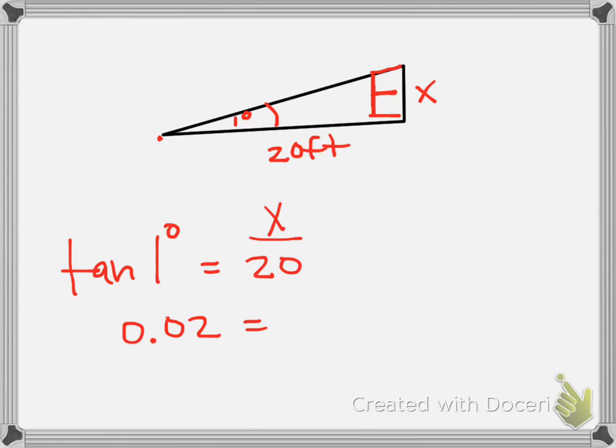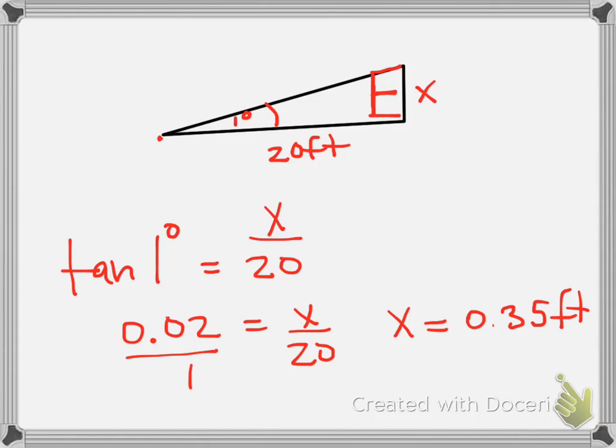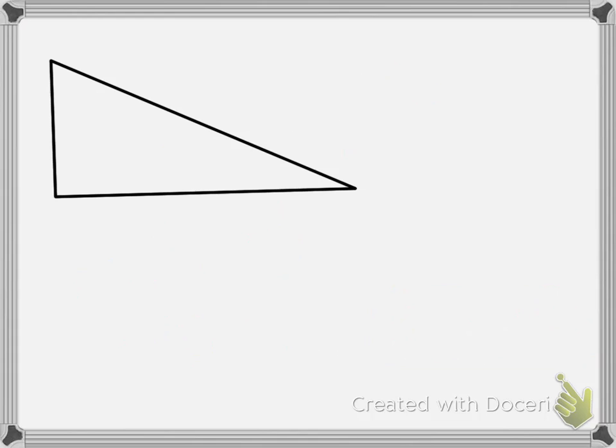So the tangent of 1 is approximately 0.02, so 0.02 equals x over 20. Then we do our cross products, and we get approximately 0.35 feet is how tall that E is. All right, now on to number 6.